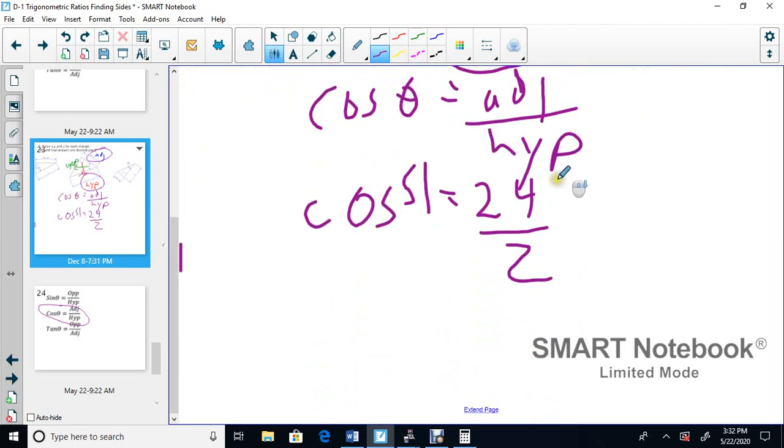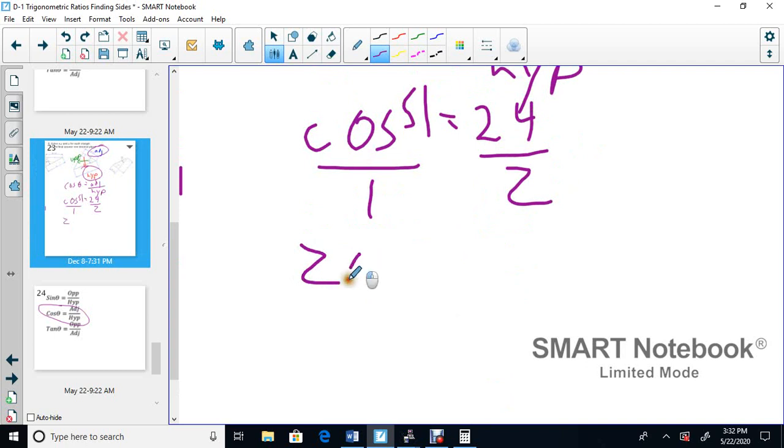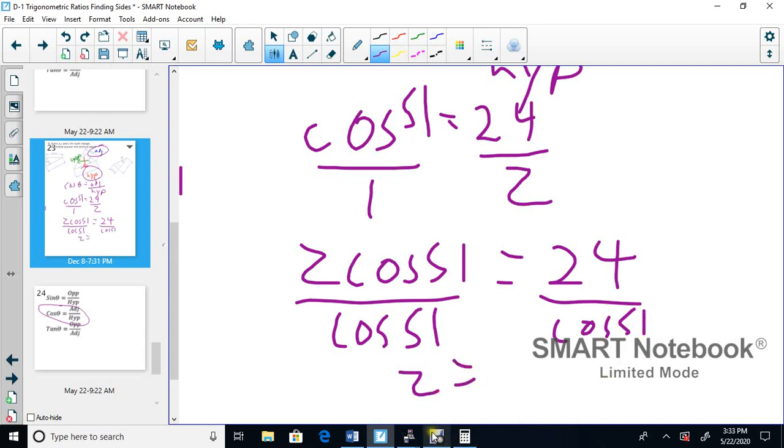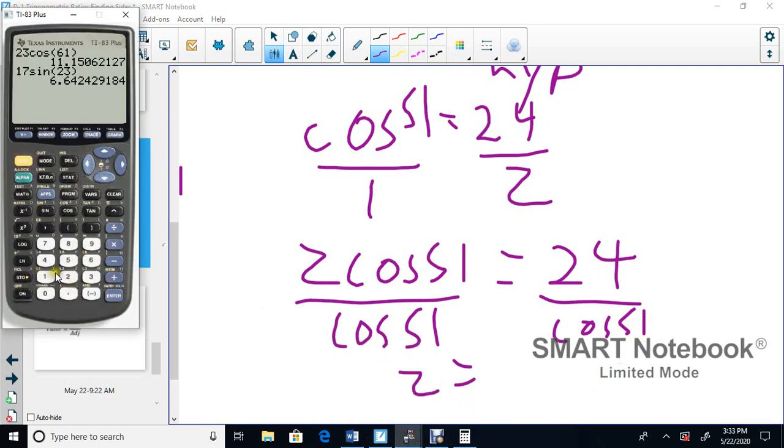I'm not going to figure it out this time. I'm going to put it over 1 and crisscross here. So I'm going to get z cosine of 51 equaling 24. If you do want to figure the cosine of 51, go for it. Then I'm going to divide by cosine of 51. Now I'm going to go to the better calculator. I find that's better. You're going to go 24 divided by cosine 51, close the bracket, and I get 38.1.